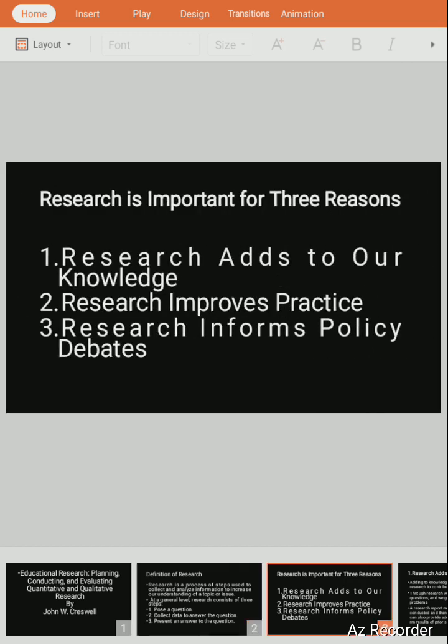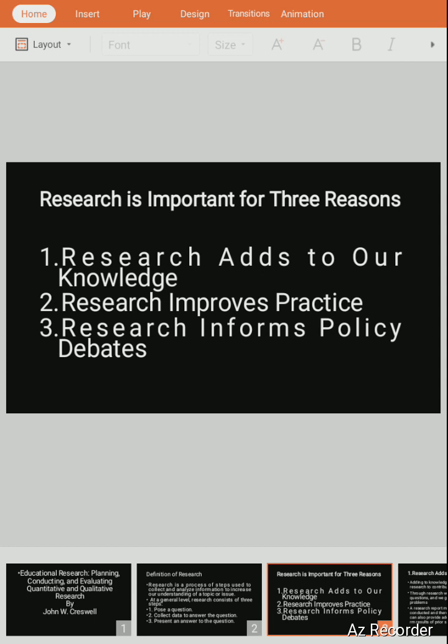Now, why is research important? Research is important, and it should be conducted because it adds to our knowledge. It adds to the previous body of knowledge that exists, and it improves practice because obviously research is a practical process. You need to collect data, and you need to have a practical grasp on the problem you are studying.